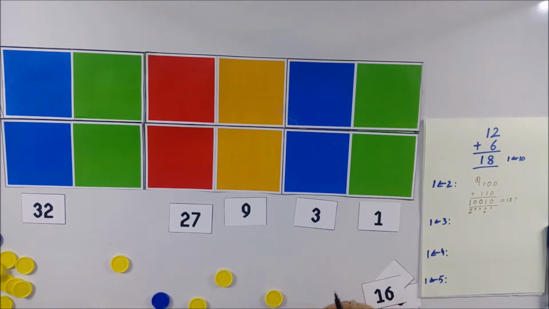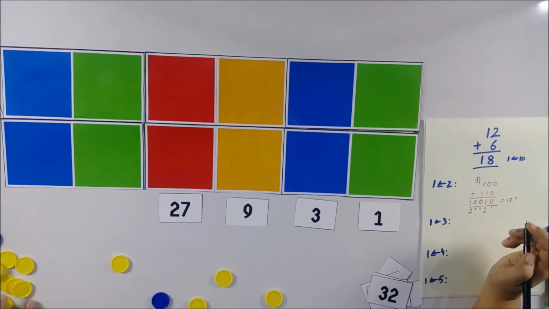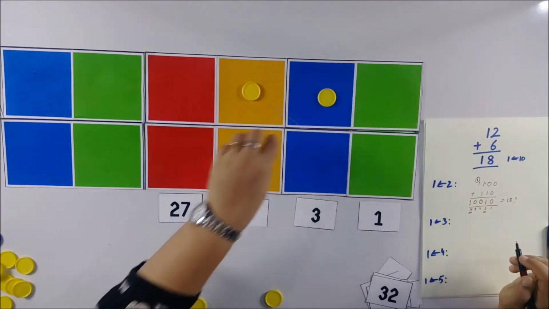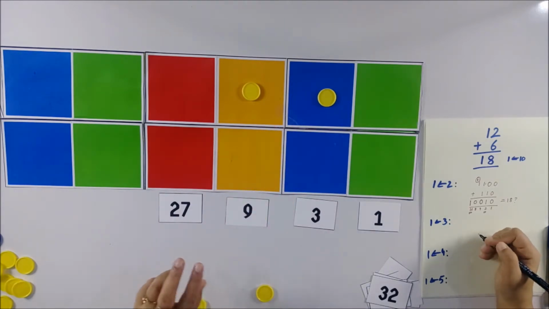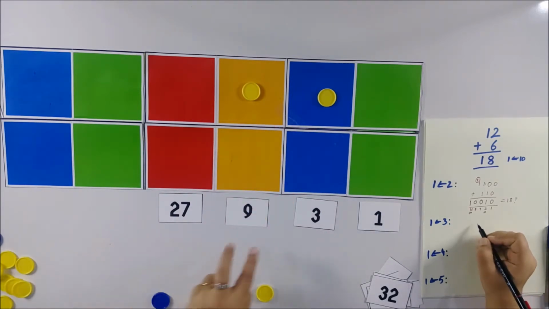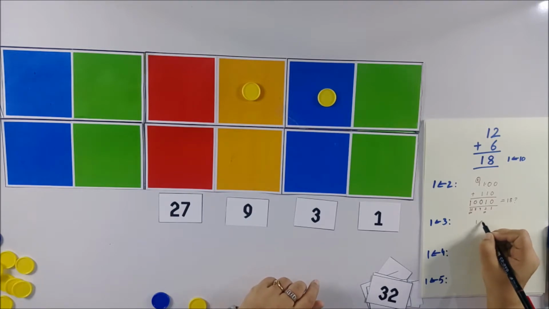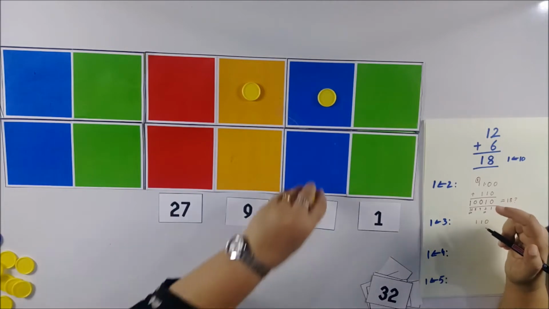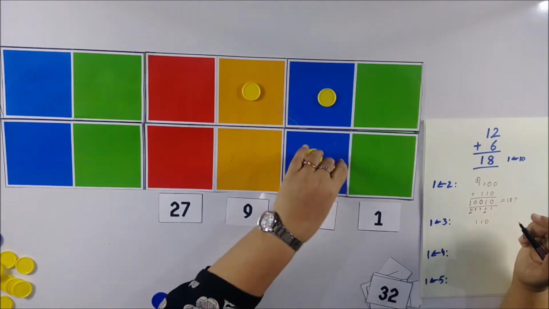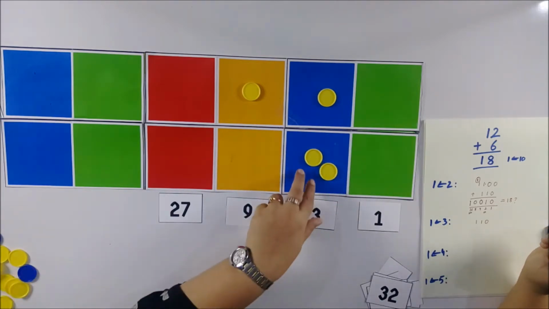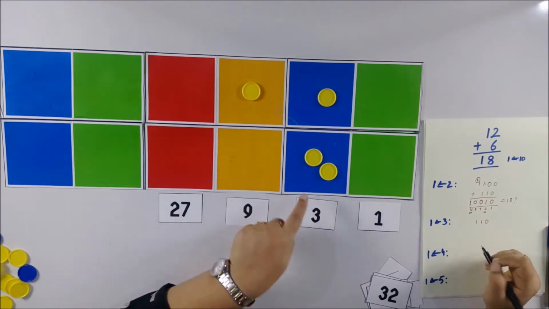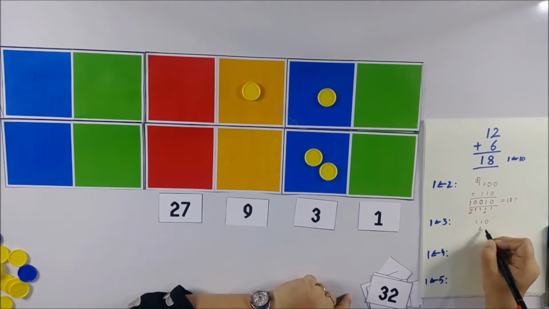Okay, so how would I write the code for 12 in the 3-1 machine? I need 1 coin for 9, I need another coin for 3, and 9 plus 3 makes 12 in the 3-1 machine. So that would be 1 1 0. And how would I write 6 in the 3-1 machine? I have 1 coin of 3, I have another coin of 3, and that makes 6. 2 coins of 3 makes 6. So the code for 6 is 2 0.